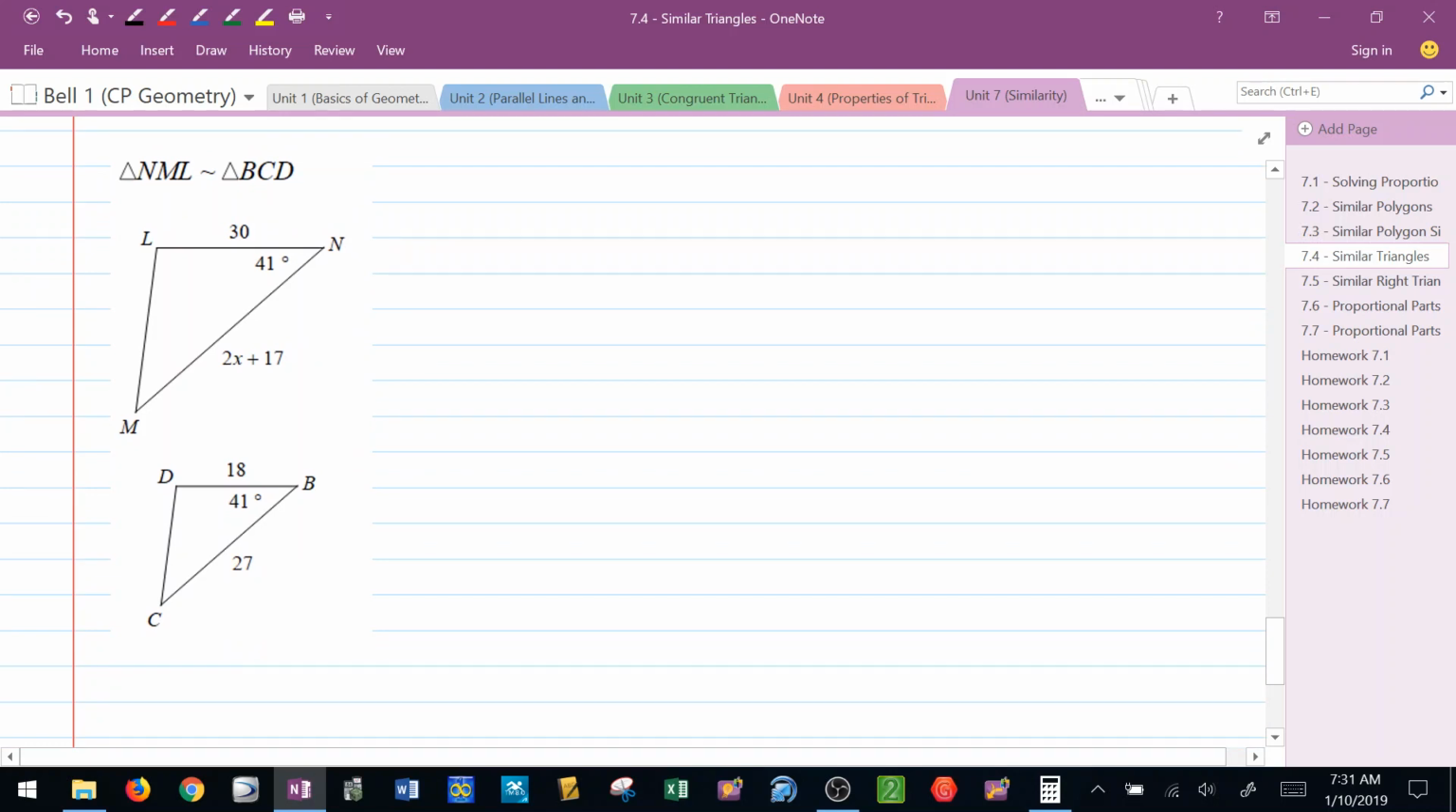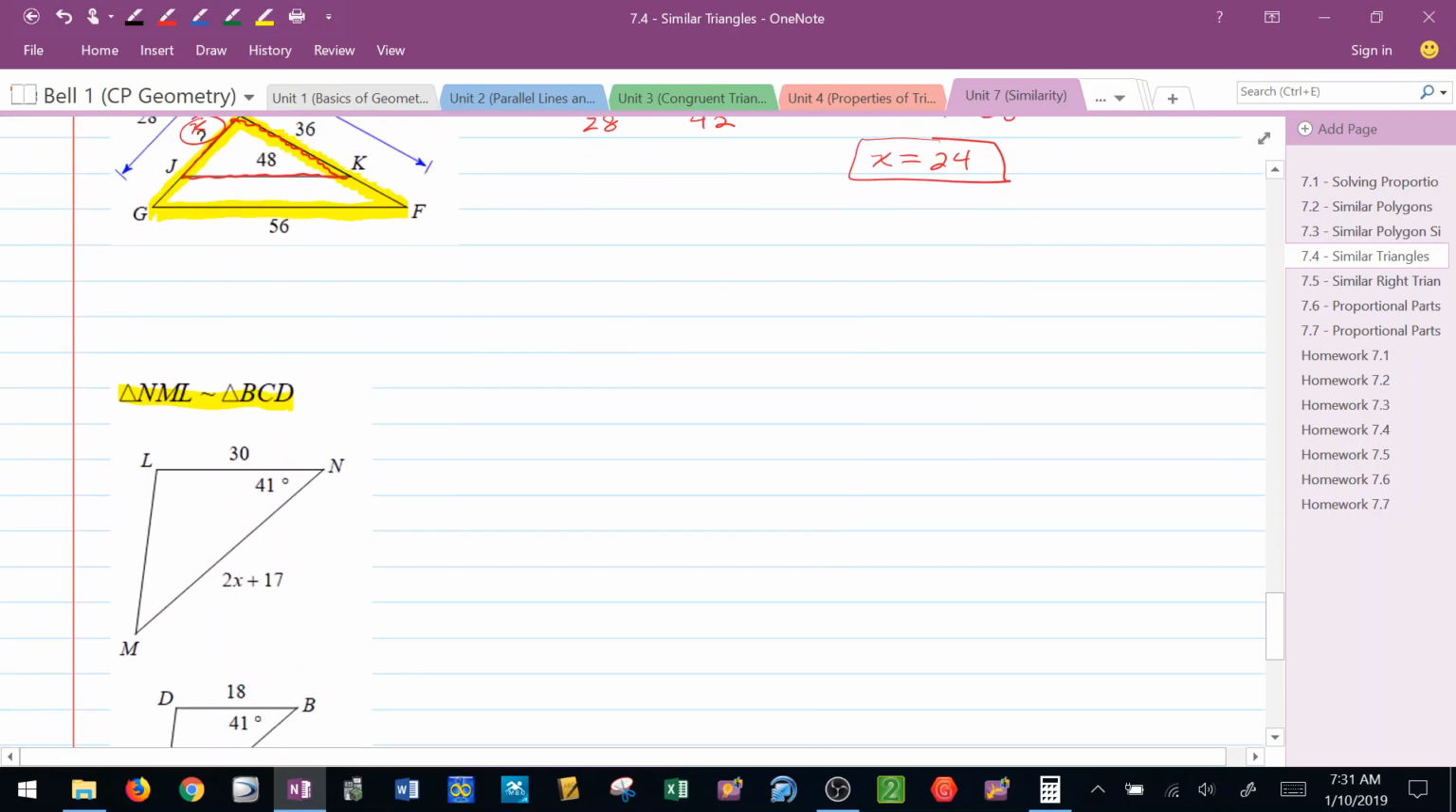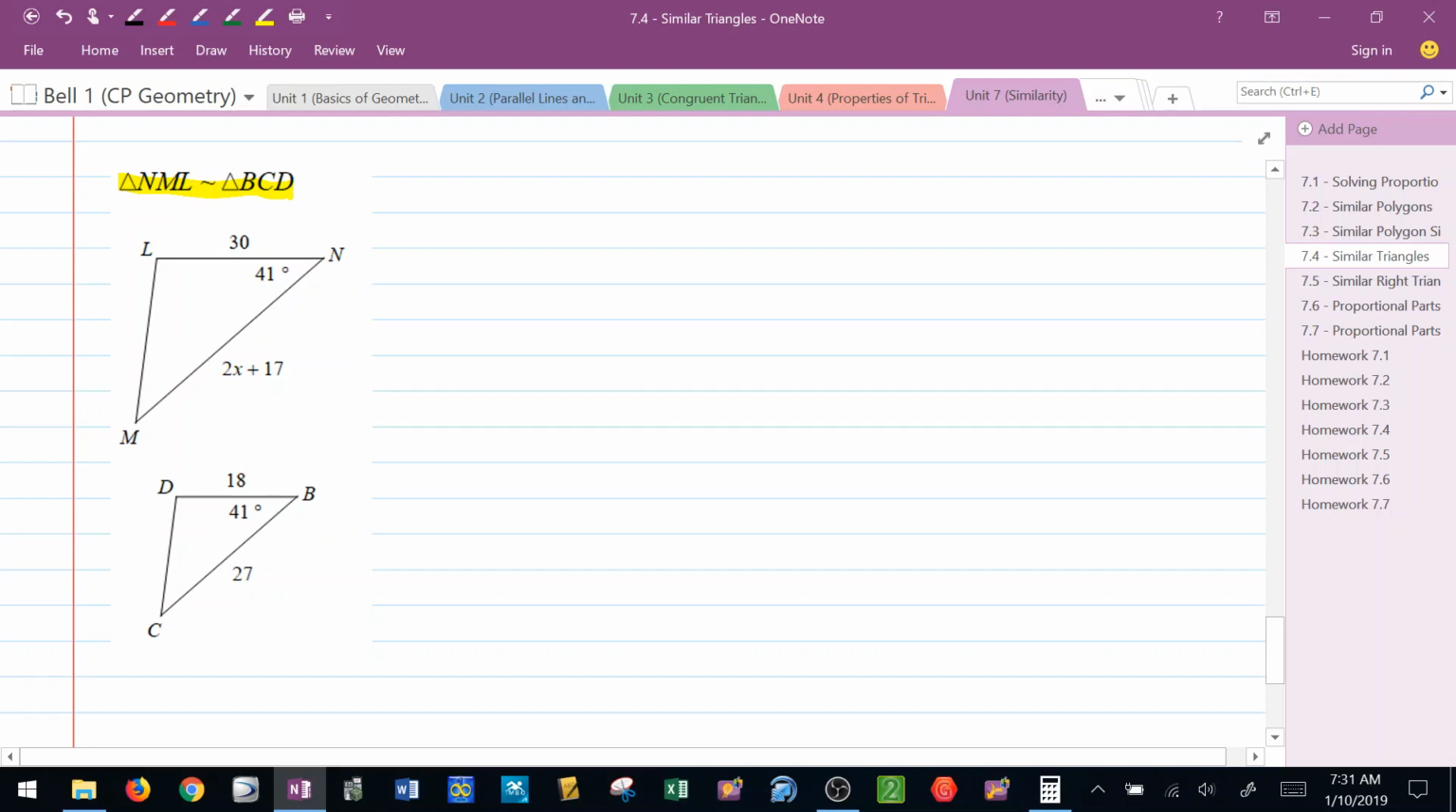All right, so let's take a look at this one. They give us a similarity statement right here. That's always nice when they give you that. I don't remember seeing that in the second one. There wasn't. All right. They tell us that these two are similar. So I see x in this expression 2x plus 17. I'm going to write down what I'm trying to find, 2x plus 17. This side is NM. I know that according to the similarity statement, NM has to match with BC. BC is 27.